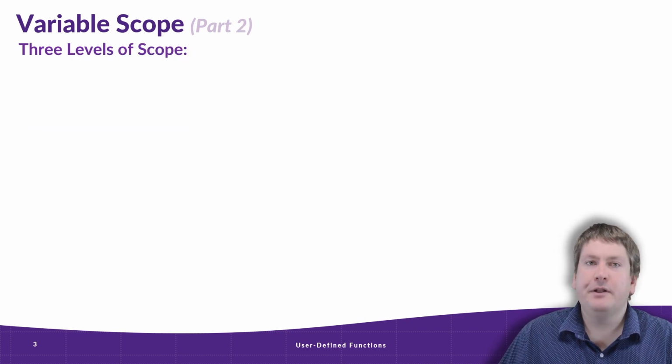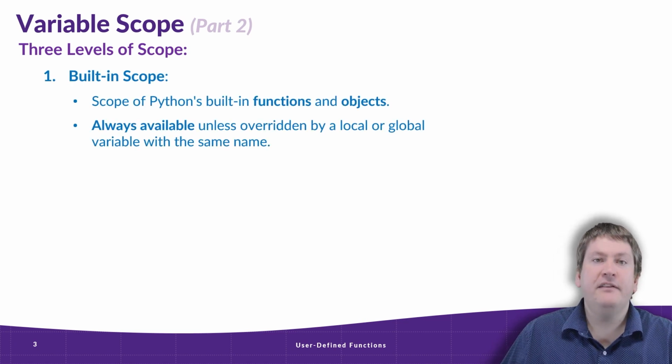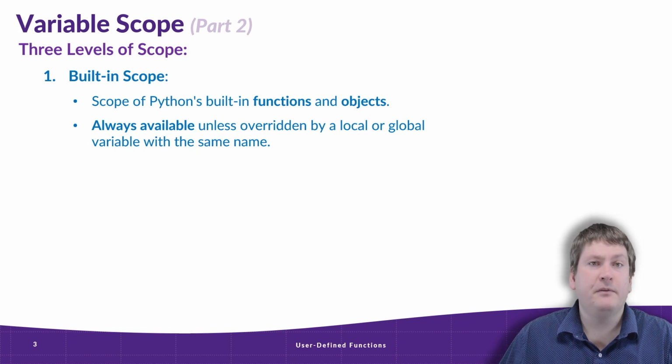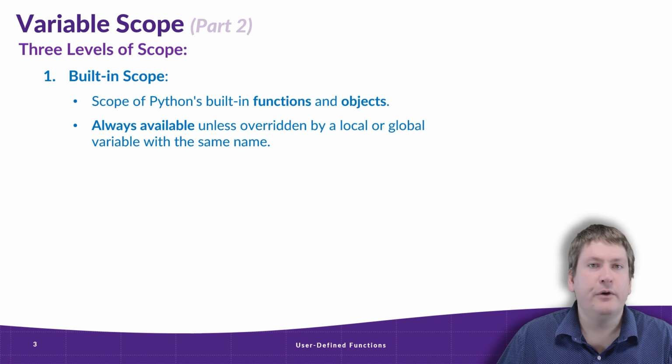In Python, we typically have to worry about 3 different levels of scope. The first one is built-in scope. At this level, this is where all of Python's built-in functions and objects are accessible, and it covers pretty much everything in Python. By built-in functions and objects, we mean things like the print function, input function, round, power, int, string, float, all of these built-in functions that we've been using.